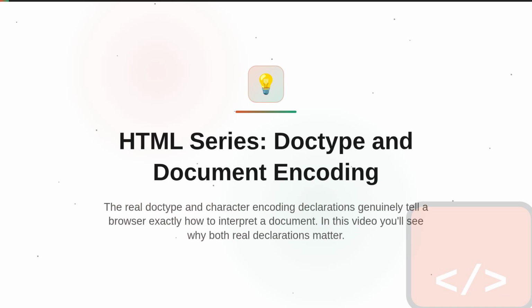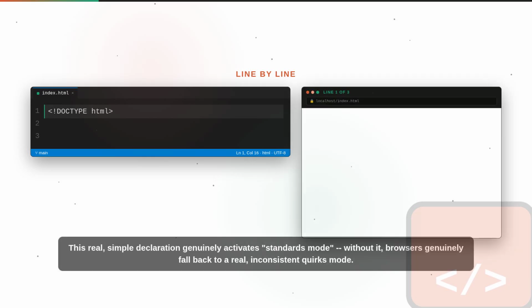The doctype and character encoding declarations tell a browser exactly how to interpret a document. In this video, you'll see why both declarations matter. This simple declaration activates standards mode. Without it, browsers fall back to an inconsistent quirks mode.